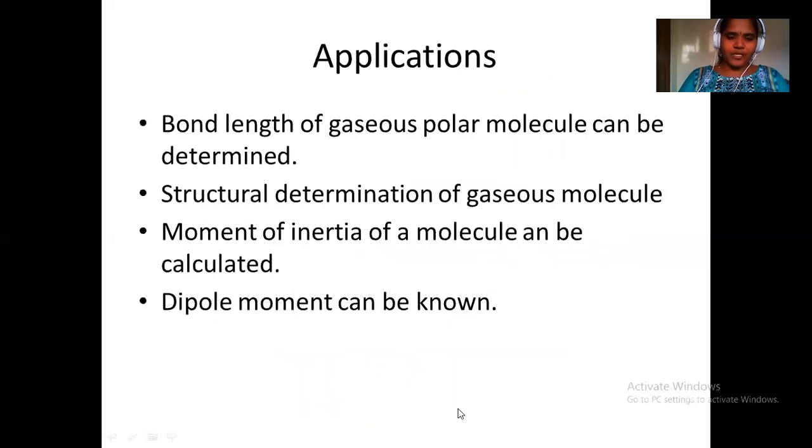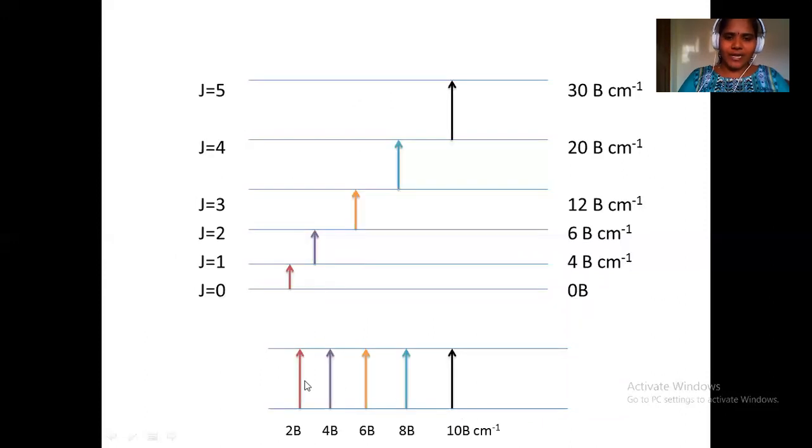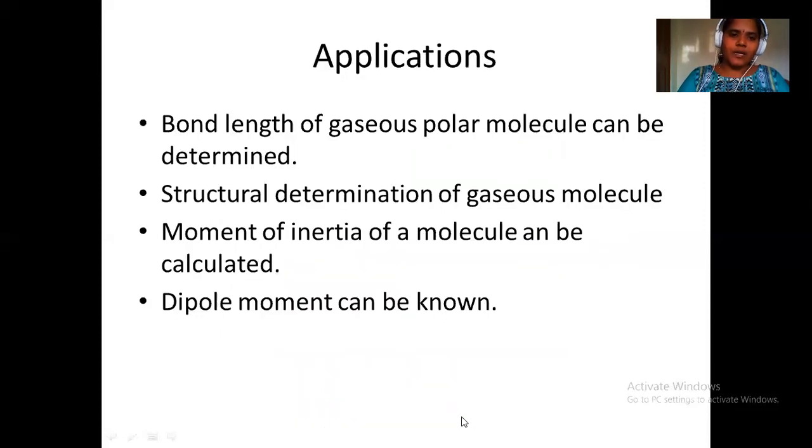So from that information, we will get peaks in the spectrum like this at a particular wave number. So from that peak, what do we know? We can determine the structural information about the gaseous molecule, and we can know the bond length of the gaseous polar molecule, and the moment of inertia can be calculated, and even the dipole moment can also be known.